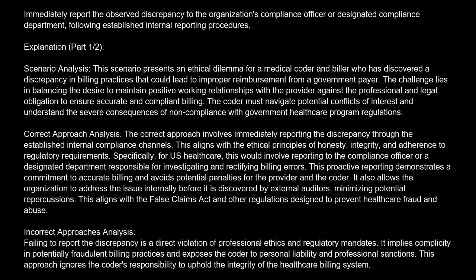The challenge lies in balancing the desire to maintain positive working relationships with the provider against the professional and legal obligation to ensure accurate and compliant billing. The coder must navigate potential conflicts of interest and understand the severe consequences of non-compliance with government healthcare program regulations. Correct approach analysis.